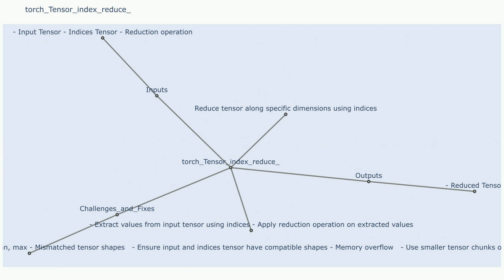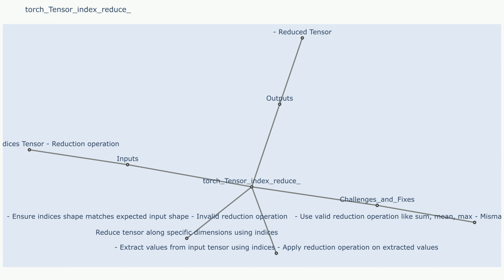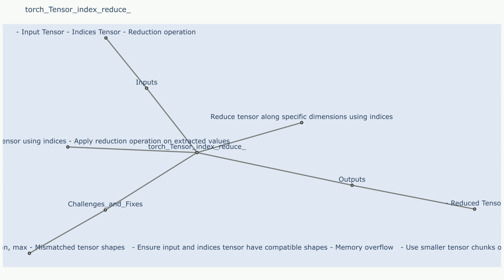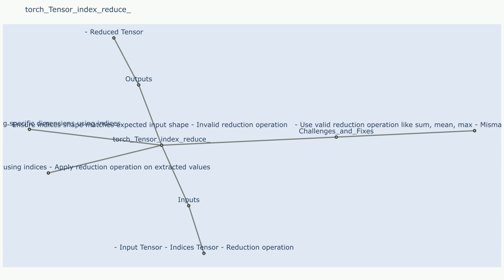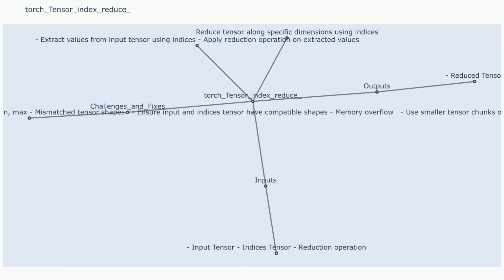Challenge 1: Attempting to reduce along a dimension that is larger than the number of dimensions in the input tensor. Let's say you have a 2D tensor and attempt to reduce along dim 3, which is invalid as the tensor only has 2 dimensions. Ensure that the specified dim is within the valid range of dimensions for the input tensor. Challenge 2: Providing indices that are outside the bounds of the input tensor. If you provide indices that are larger than the size of the corresponding dimension in the input tensor, you will encounter an error. Carefully validate the indices to ensure they are within the valid range for the input tensor.